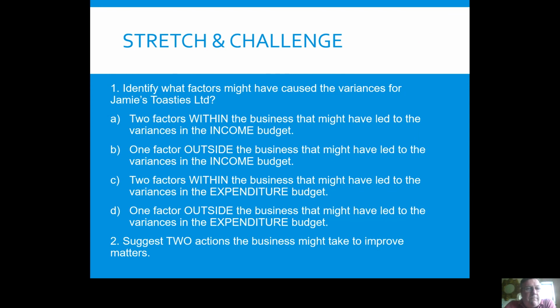Go back to your 3 budgets and look at 2 factors inside your business that could have led to changes in your income budget. Look at those changes. What could have caused an increase or a decrease in sales? Then look at 1 factor outside the business that could have led to these variances. Then look at 2 factors inside the business that could have impacted your expenditure, any 2, and then give me any factor from outside the business that might have influenced this expenditure.